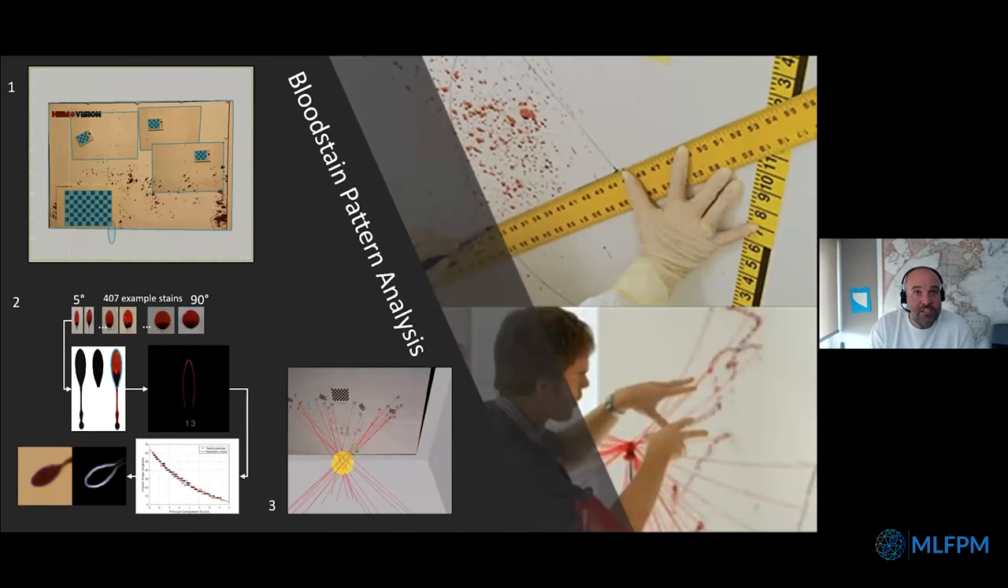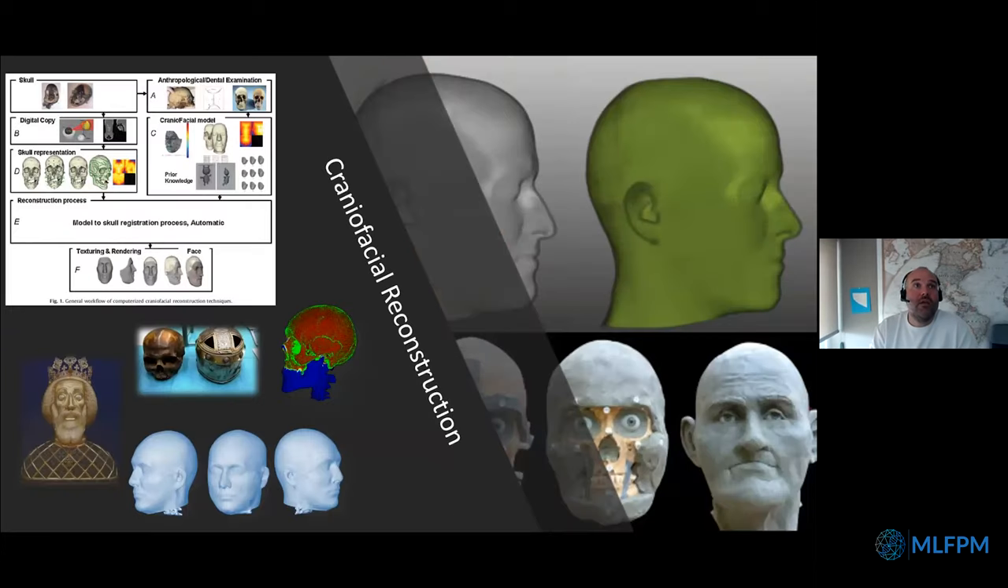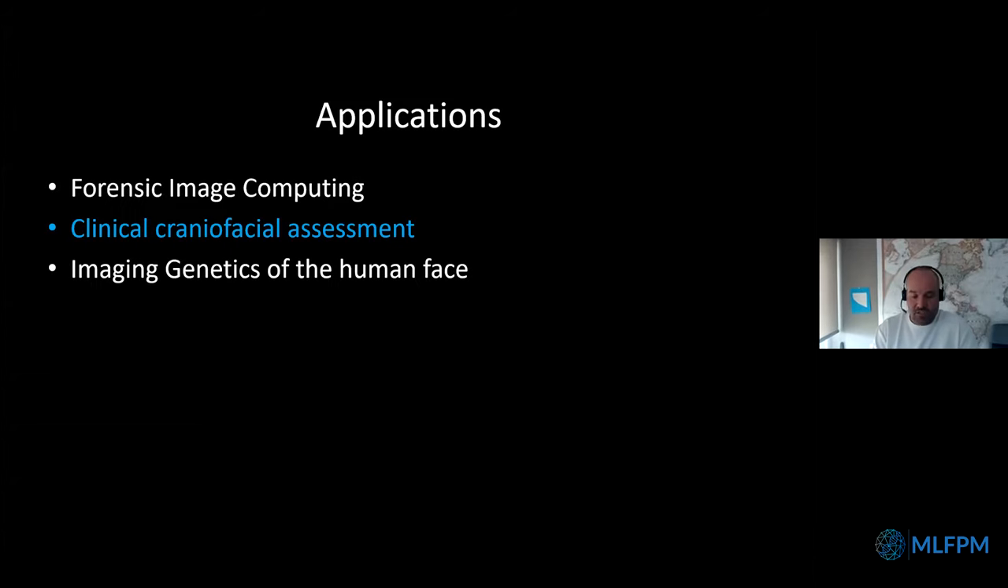Another kind of forensic imaging is bloodstain pattern analysis. Here we basically look at the shape of bloodstains, and we do a segmentation and a registration into a statistical model that then allows us to deduce the point of origin where the person basically was hit. Craniofacial reconstruction is also a combination of registration and statistical models to learn the relationship between the skull and the face. And hence, if I give you the skull, the question is, what does the face look like? That's another application in forensics.